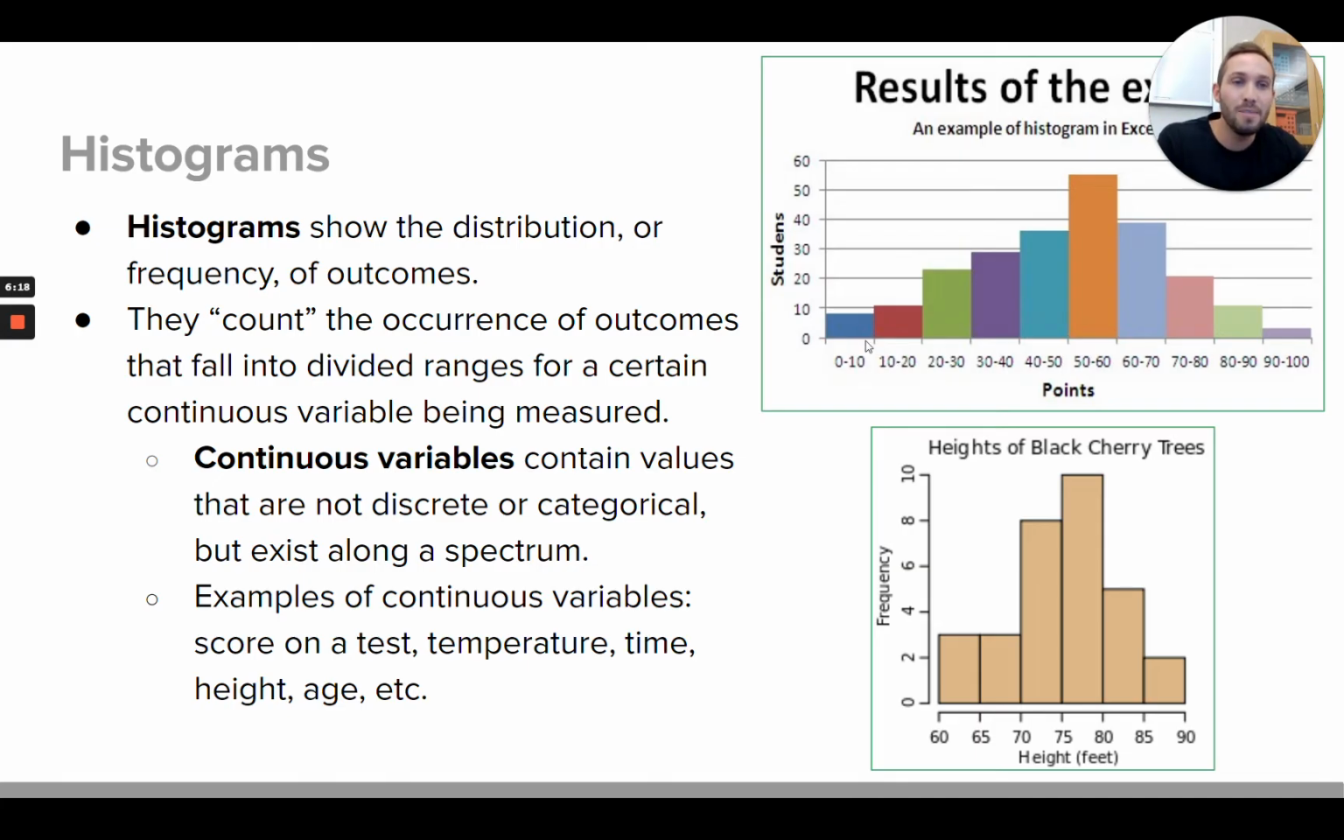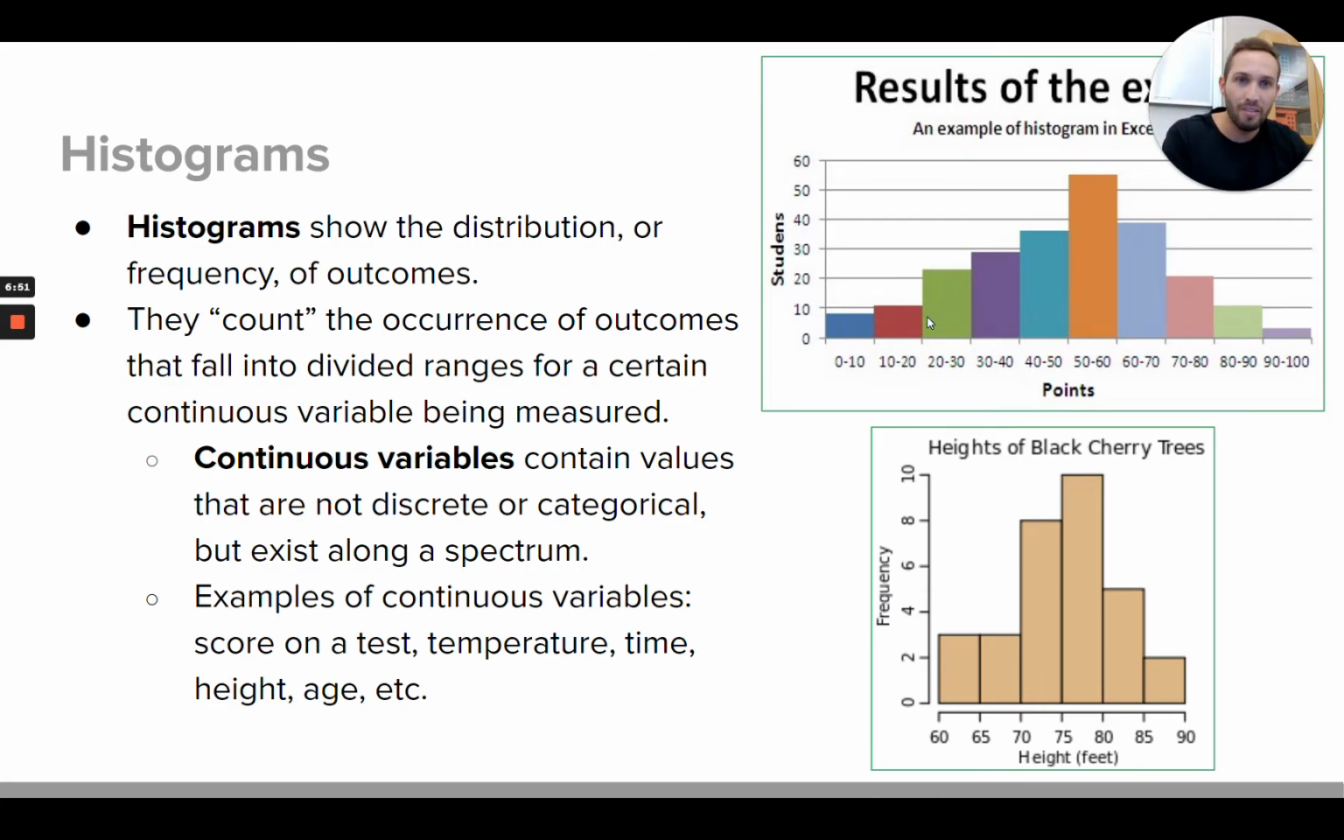And so this person, when they constructed this graph, they decided to separate that into ranges, which is what you're going to do when you construct a histogram. And they wanted every 10 points to be a range. So 0 to 10, 10 to 20, 20 to 30, 30 to 40. And what they're doing is they're tracking how many students fall into each of these ranges that they've set up, so that they can look at the whole graph here and see the whole distribution of the class and where the values were most common and less common.